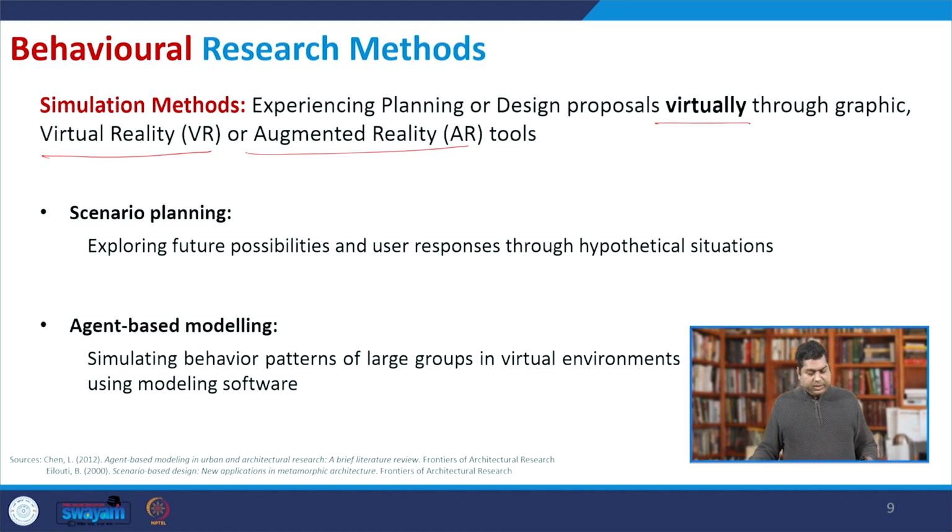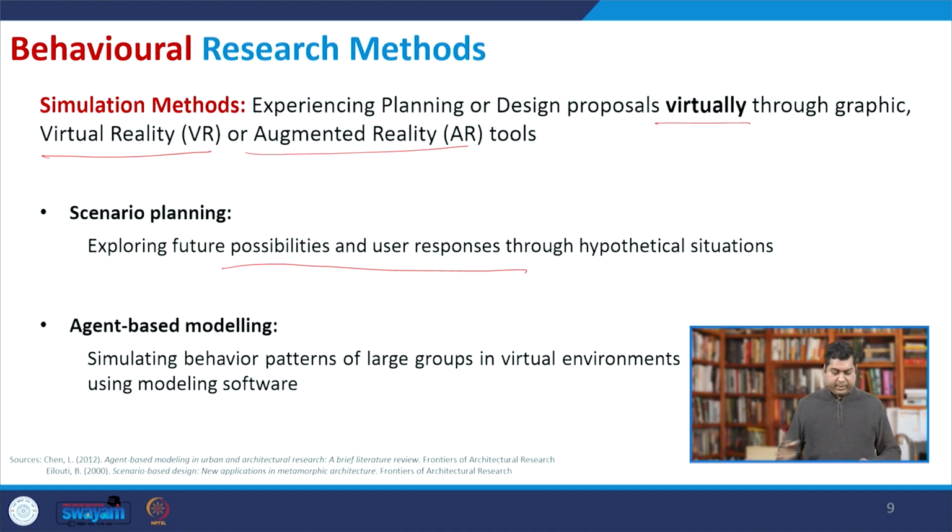So in this case, if we try to understand a little more, that is scenario planning. Here we explore future possibilities and user responses through hypothetical situations. So we create certain hypothetical situations, like a footpath without any street furniture, a footpath with so many hawking activities, and a footpath without anything, just a footpath. And then we simulate how people react to this. Accordingly we can understand different important aspects, and then go ahead with the base design which people prefer the most.